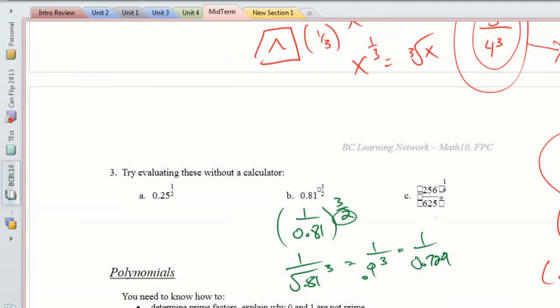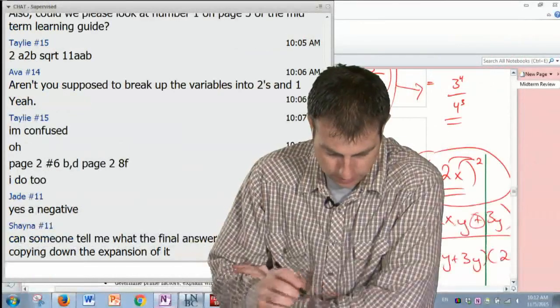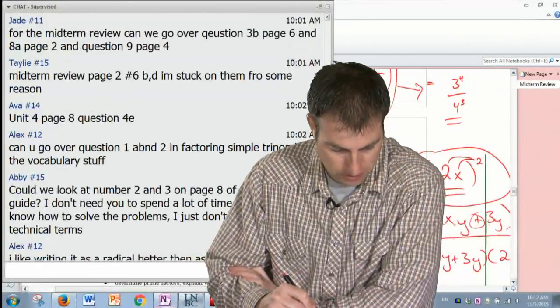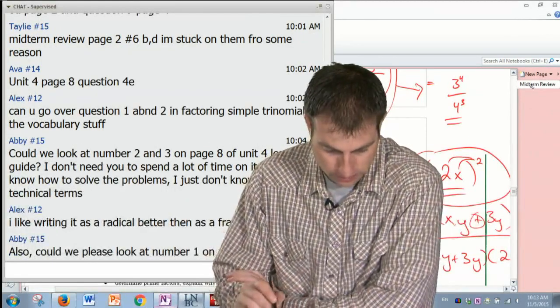Hopefully that helps a little bit. I think that was it for Jade's questions. I'll just scroll up here, see if I missed anything. Unit 4, page 8, question 4E.